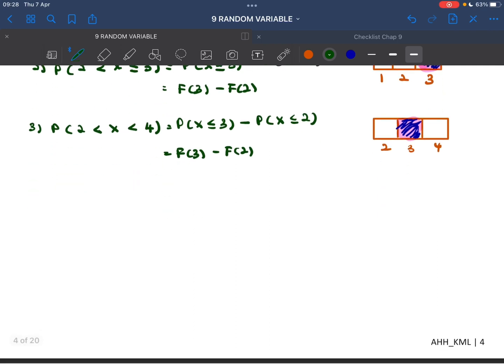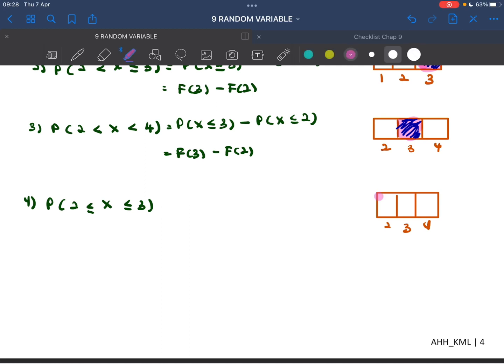So next one, let's try one more time. What if both are included? X is between 2 and 3, included. That means we want 1, 2, 3, 2, 3, 4. Okay, 2 and 3 are included, so we want this one here, 2 and 3 included.